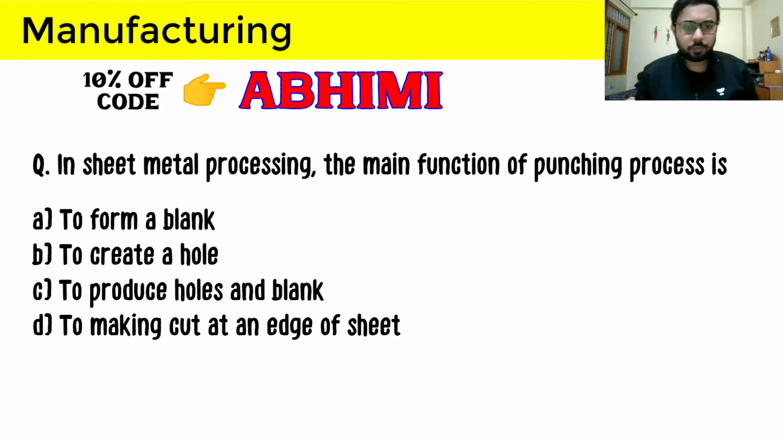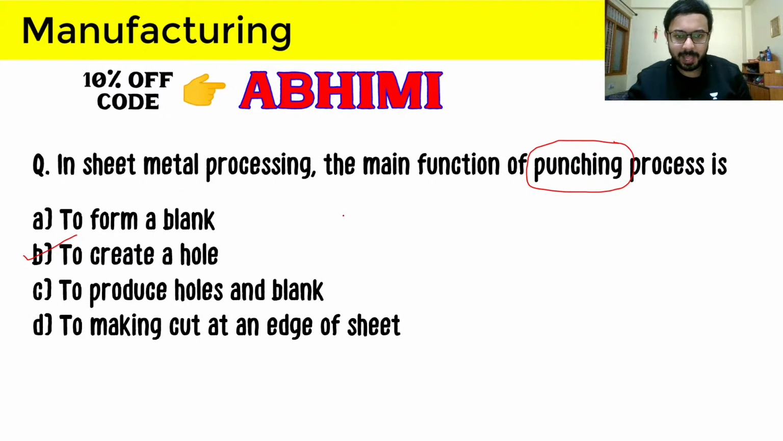So this question is quite easy and you should have answered it. Let me answer it right now and then we will discuss more about it. The main function of the punching process is to create a hole. So B will be the correct option. Our main focus is to create a hole in punching.